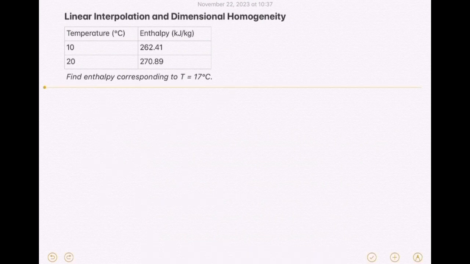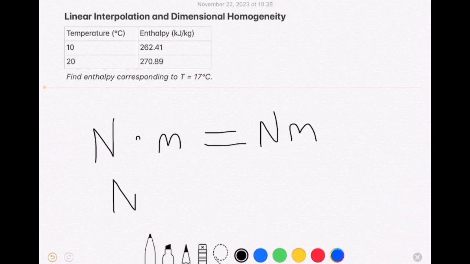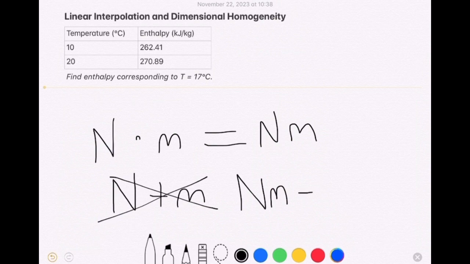Dimensional homogeneity just sounds like a cool concept. It's like something you throw out at a party, and you're like, oh yeah, dimensional homogeneity, and people are like, wow, you're so smart. But it's really simple. It basically just means units have to match. You multiply a Newton and a meter, you get a Newton meter. But if you add a Newton and a meter, you get confused. You can't add Newtons and meters. You can add Newton meters and Newton meters, and that'll give you Newton meters.